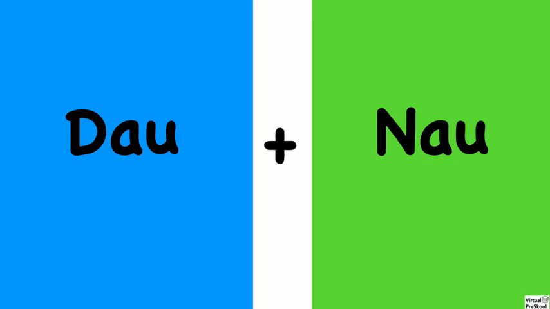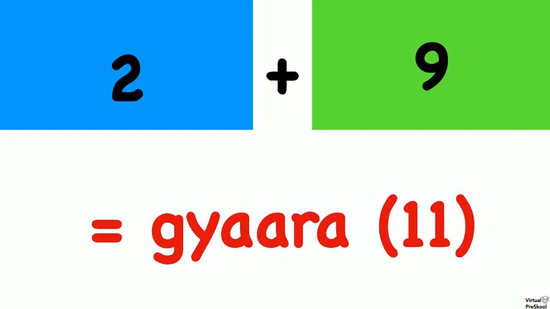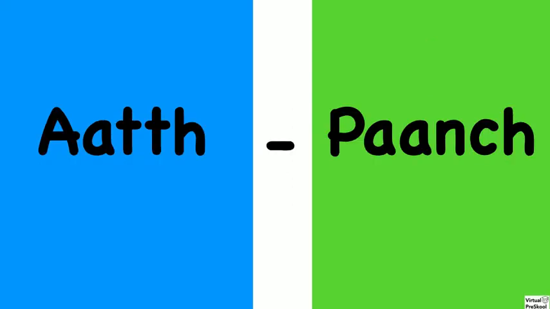And what is no in Hindi? Ek, do, teen, char, panch, chhe, saath, aath, no. No is 9. So what is 2 plus 9? It's 11, right? Gyara. Gyara is how we say 11 in Hindi. All right, what is aath minus panch? What is aath in Hindi? Think about it.